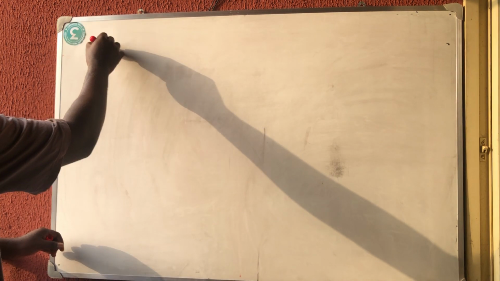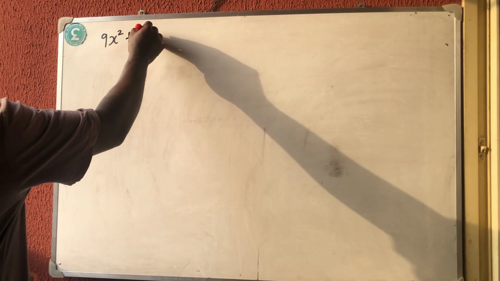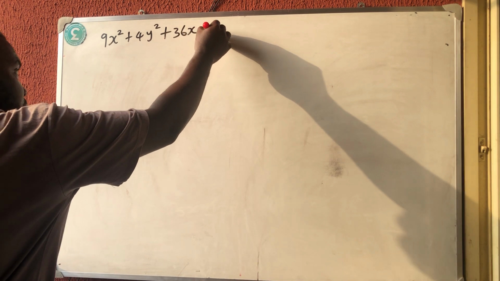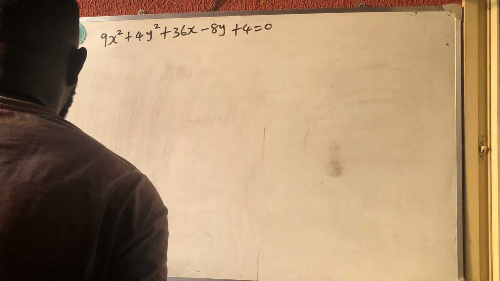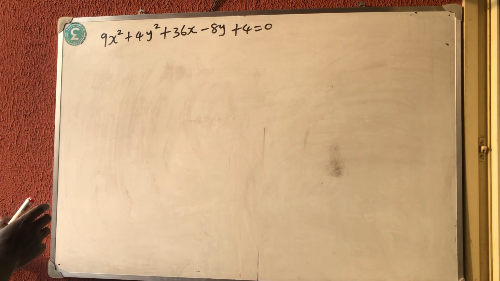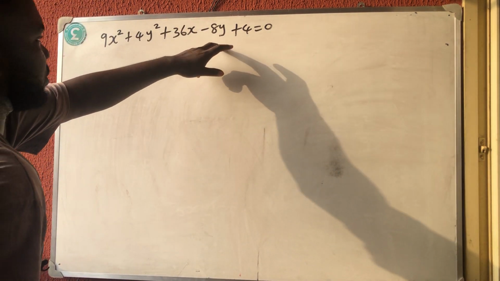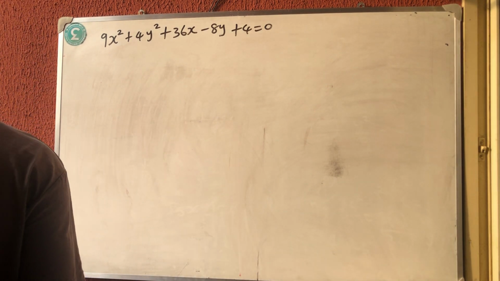It said 9x squared plus 4y squared plus 36x minus 8y plus 4 is equal to 0. Now, when you have an equation like this, then you are going to apply that completing the square method. Whenever you have x again and y again, you know the other one where there is no x and y, it's only squared, and that one is simple to get. But this one we're going to apply completing the square method.